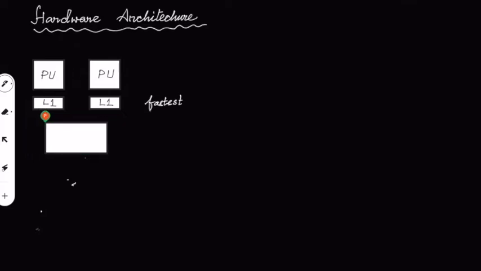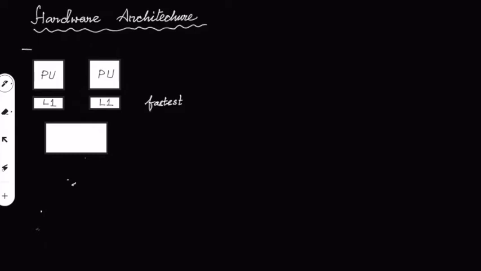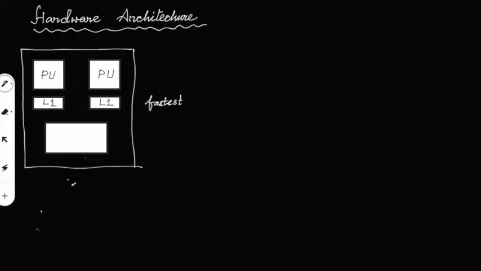This entire thing is one physical CPU. This is what you see from outside. I say that I have a dual core CPU, which means I have these two processing cores. So these are also called cores. When I send something from outside, it goes to this thing called L2 cache.